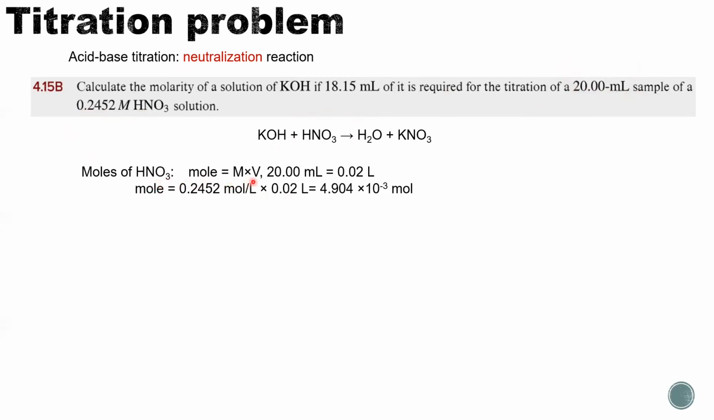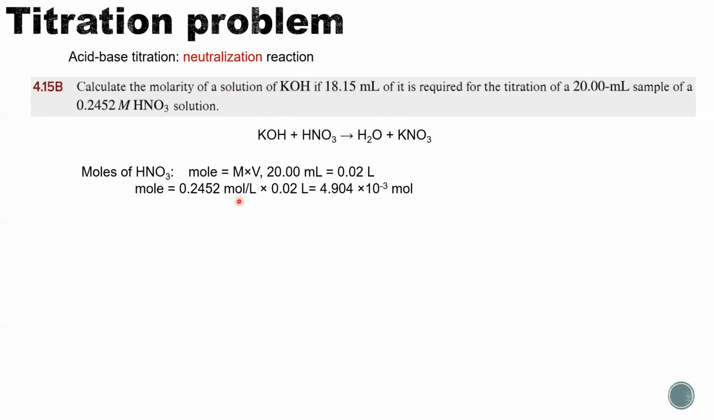Moles equals molarity times the volume, and the volume should be in the unit of liters. Now it's in milliliters, so we need to convert the milliliters into liters first, and then plug into the equation. The moles of nitric acid is 4.904 times 10 to the minus 3 mole. Once we know how many moles of nitric acid is consumed, then based on this chemical equation, it's reacting stoichiometrically, so we can calculate the moles of potassium hydroxide that is needed. Then from that, using the moles and the volume of potassium hydroxide, we can calculate the molarity.